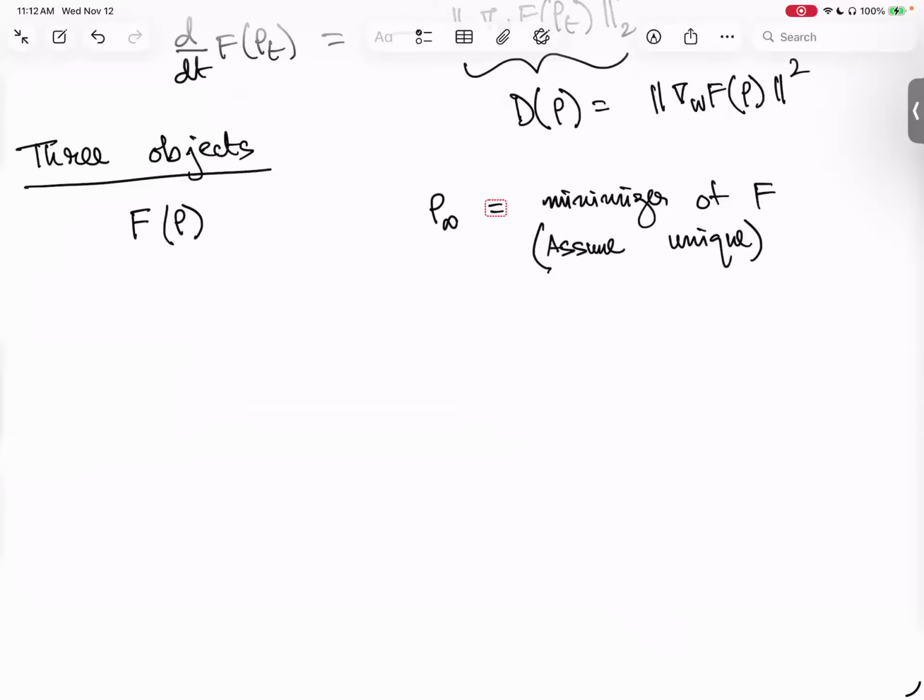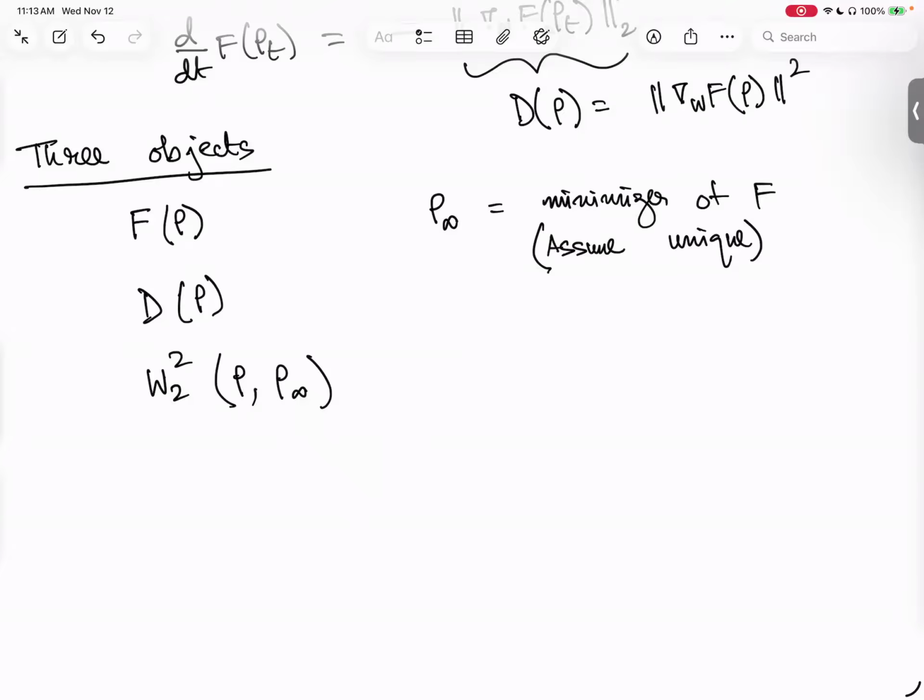I have the quantity D of rho, which is the rate at which my F is decreasing along my gradient flow curve. And I have the quantity W2 square of rho to rho infinity. So I have these three objects. Here you should think of rho as rho zero. You're basically starting a gradient flow curve from rho, and you're going to converge to rho infinity.